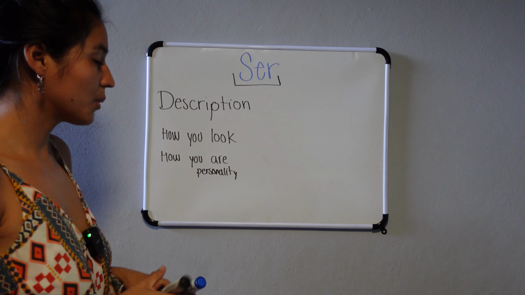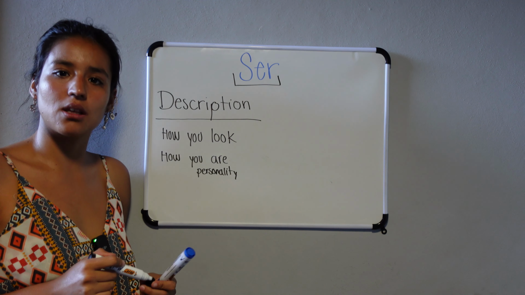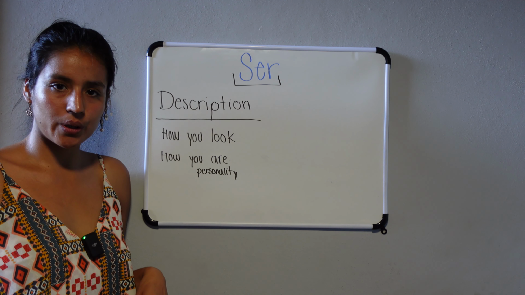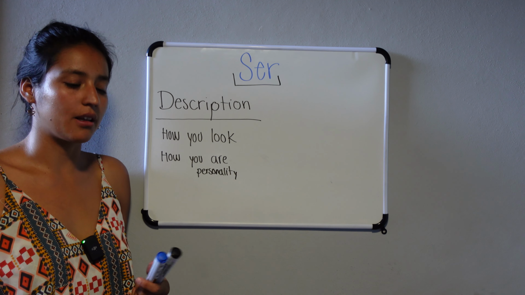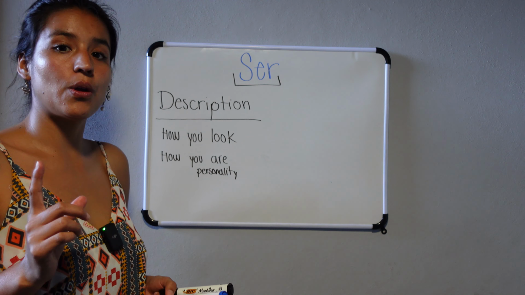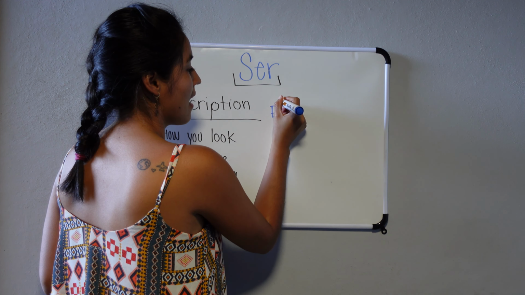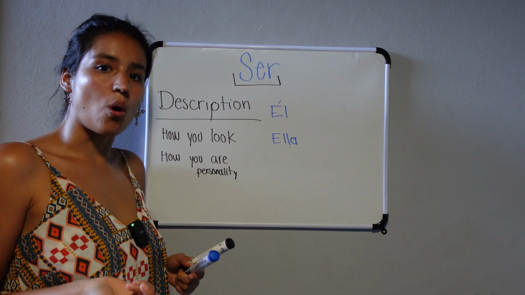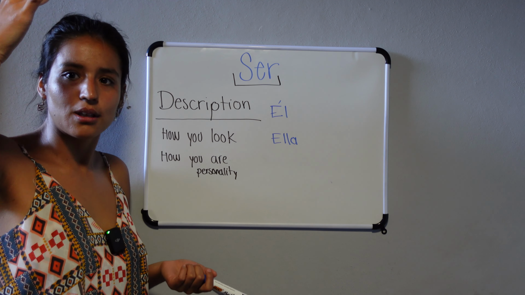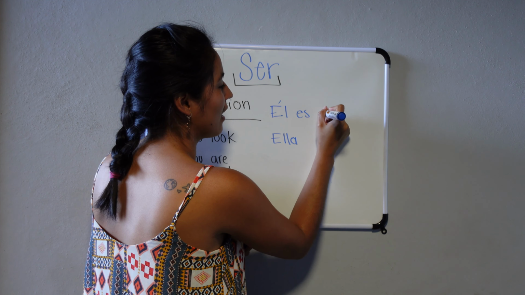Next example. So when we say that we want to make a description, we use this one, okay? How we look, like your physique, and how you are, your personality, okay? We already worked with I and you. We're gonna work with él and ella, okay? So I want to say he is tall, he looks tall. So él es alto, okay?